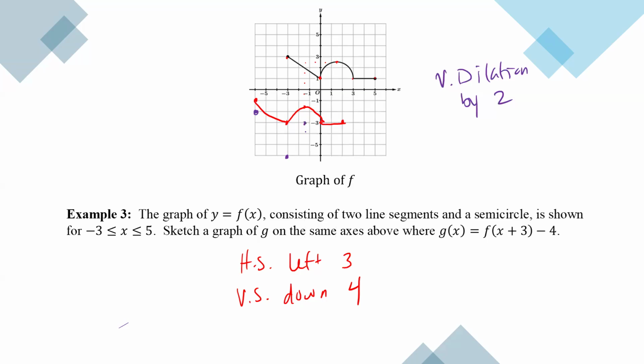Number 5 has a 2 in front now. So on number 5, it says that we're now going to dilate this, and it asks what would be our new domain. Would our domain change, or just our range?